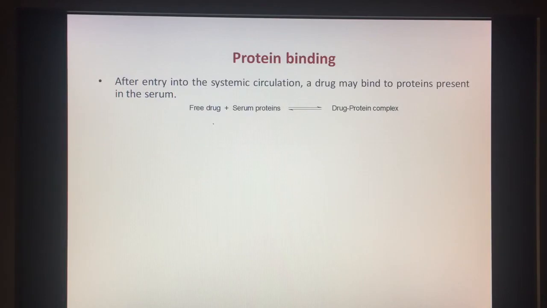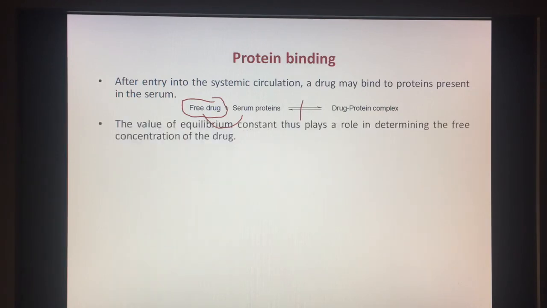Now the implication of this protein binding is that because a certain amount of drug has bound to the serum protein to form a drug protein complex, there is now less drug available for binding to the receptor. So the value of the equilibrium constant of this equation plays a role in determining the free concentration of a drug, and the implications can be understood as follows.